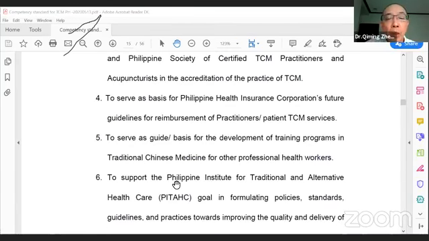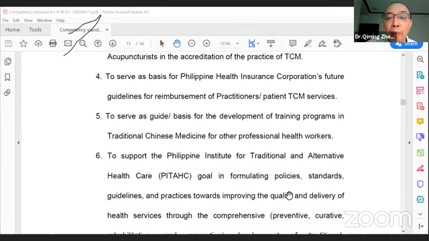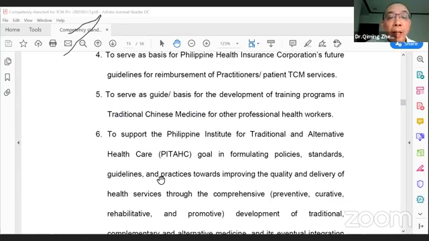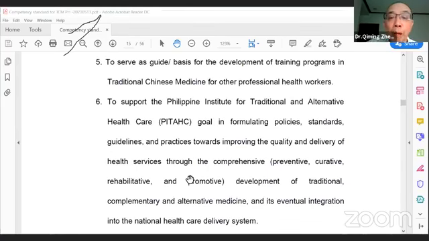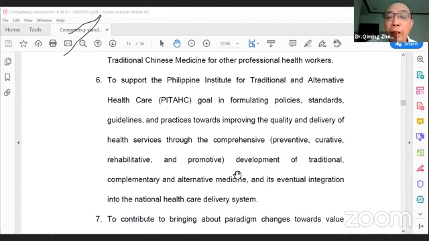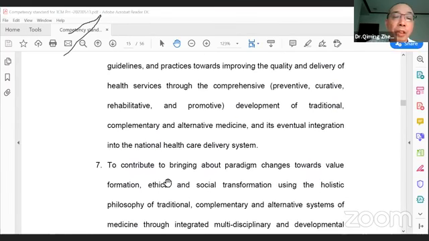To support the Philippine Institute for Traditional and Alternative Healthcare goal in formulating policies, standards, guidelines, and practice towards improving the quality and delivery of health services through the comprehensive, preventive, curative, rehabilitative, and promotive development of traditional, complementary, and alternative medicine, and its eventual integration into the national healthcare delivery system.